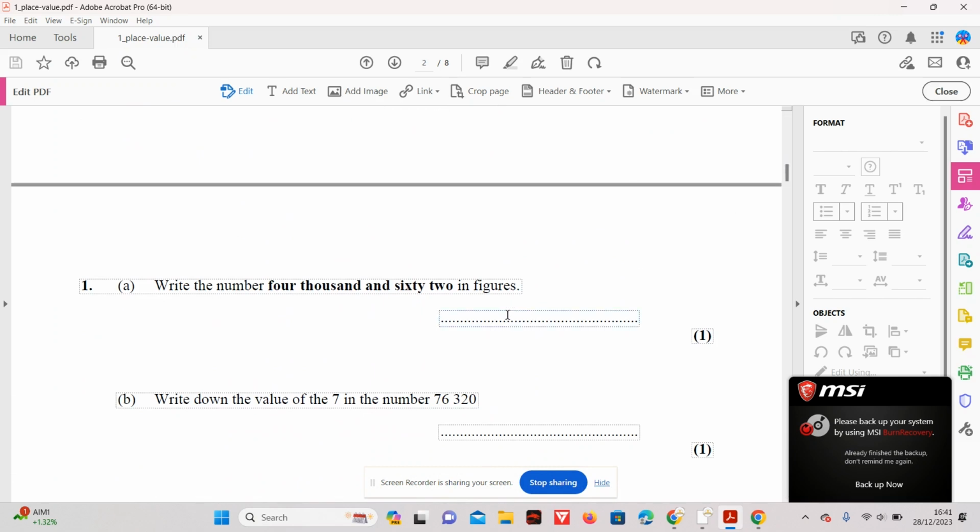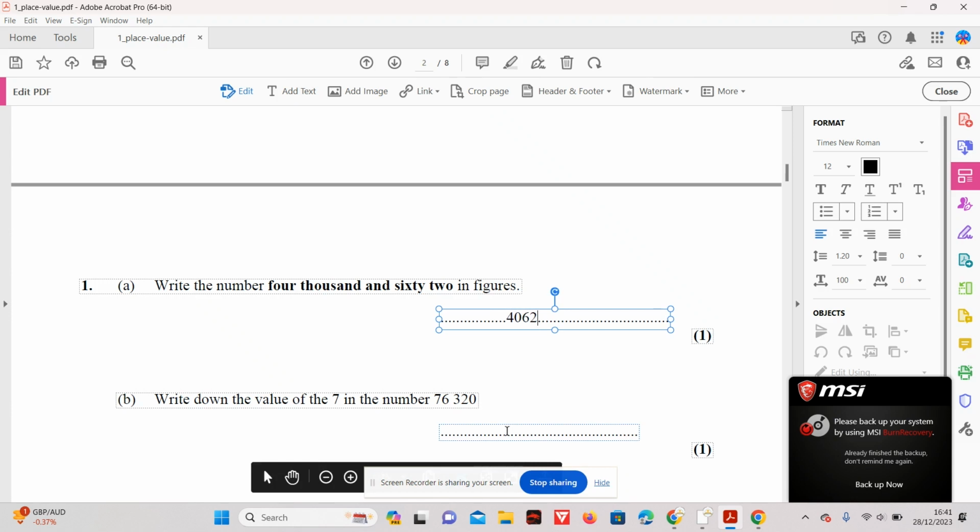The first question is asking us to write the number 4062 in figures. So we know it's got 4 thousands. It's got no hundreds because the word hundred isn't mentioned anywhere. It's got 6 tens because 60, and it's got 2 ones, and that is the answer: 4062.